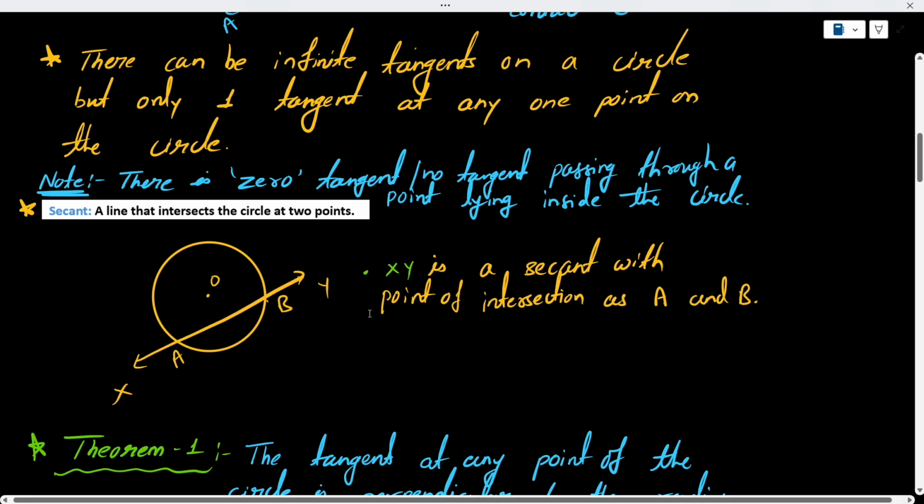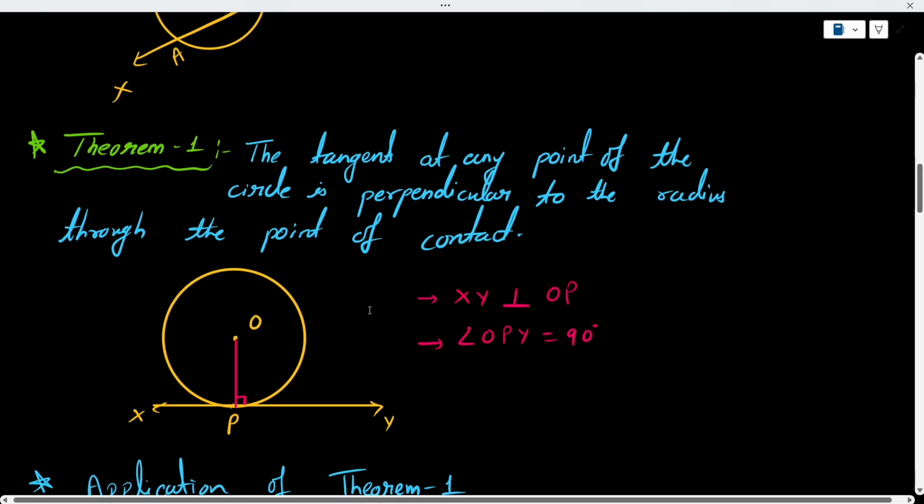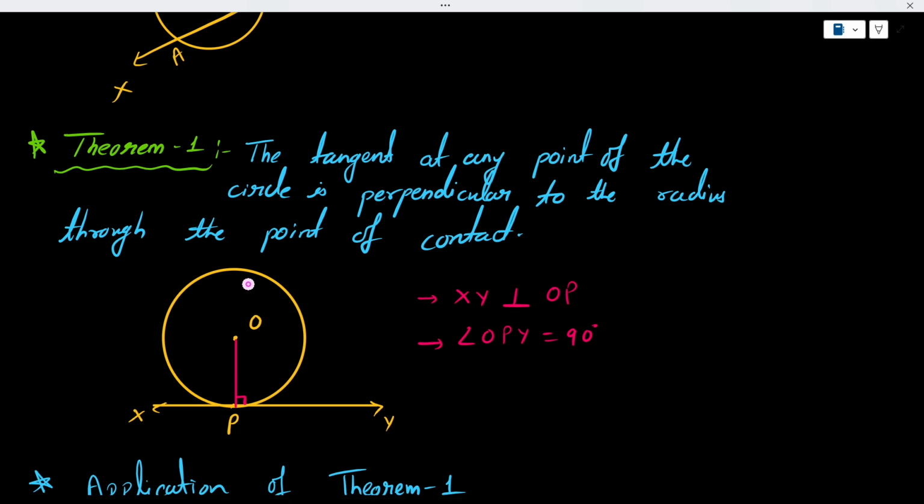Now you will learn two theorems based on tangents, which are called tangent theorems. The first theorem says that a tangent is always perpendicular to the radius at the point of contact. So look at the figure here: there is a circle, XY is a tangent at P and OP is the radius. So we will take XY is perpendicular to OP.